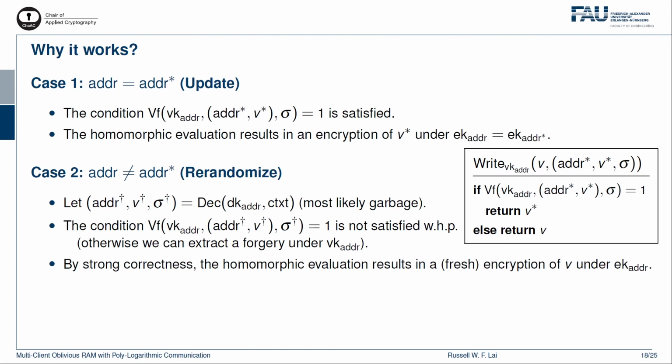In the second case, the evaluated address is not equal to the target address. Suppose that the client's ciphertext decrypts to a certain message in the message space, which we pass as address dagger, v dagger, and sigma dagger, which are anyway most likely garbage. In this case, the verification should fail, or otherwise we can use the client to construct a signature forgery. Since the verification failed, the evaluation should result in an encryption of v under ek address. In other words, the value encrypted under the evaluated address remains unchanged.